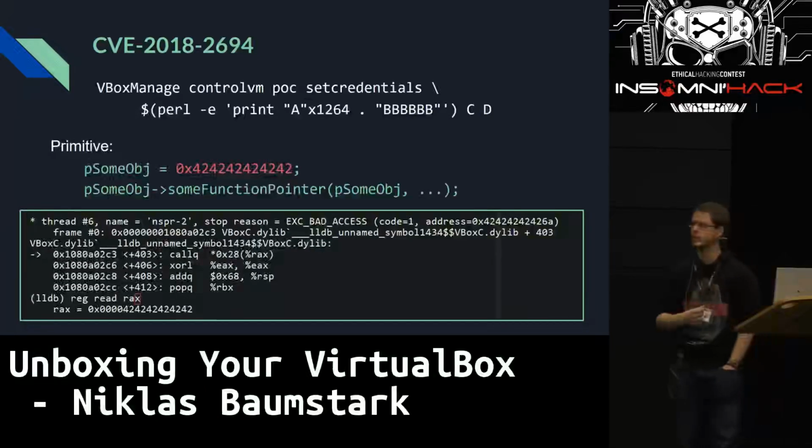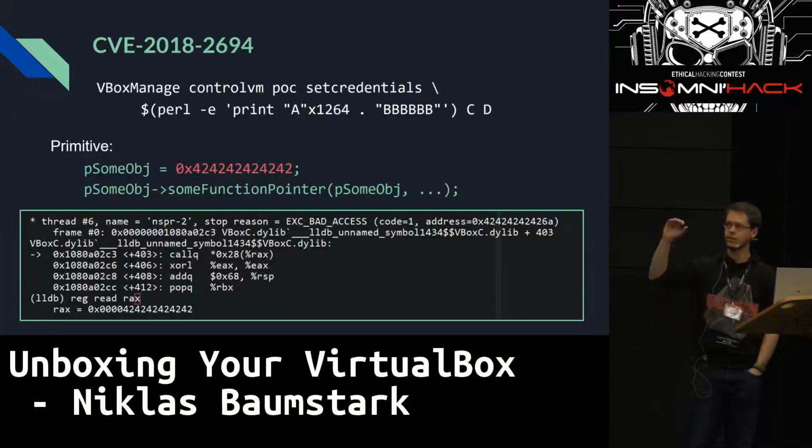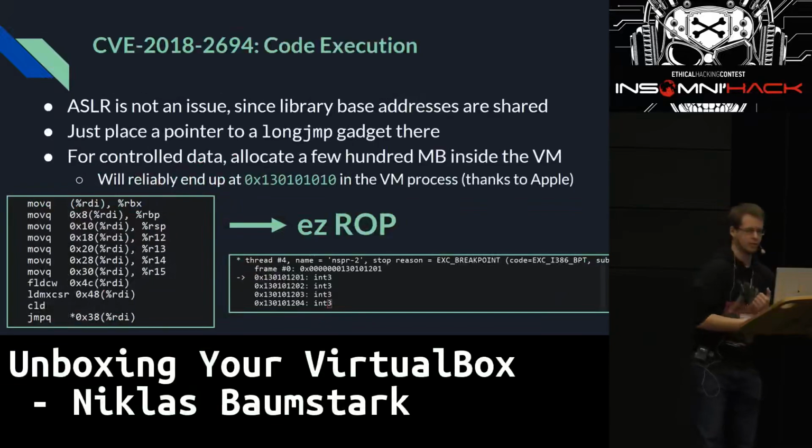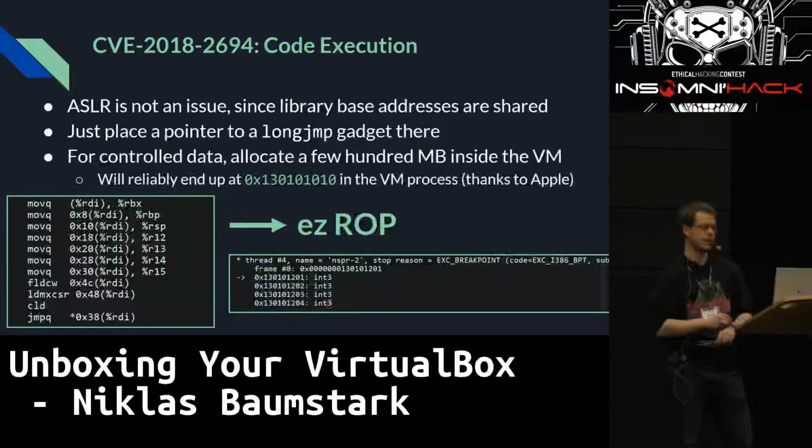And what this actually does is we override a pointer to an object, then it uses that object to fetch a function pointer, and then it calls that function pointer with the object as the first argument. So that's quite a powerful primitive. If we can somehow fake an object somewhere and make it fetch a function pointer from there, we get immediate control over the code execution.